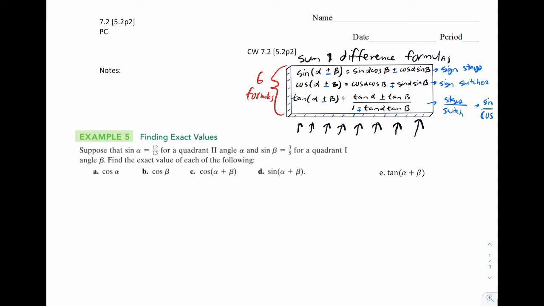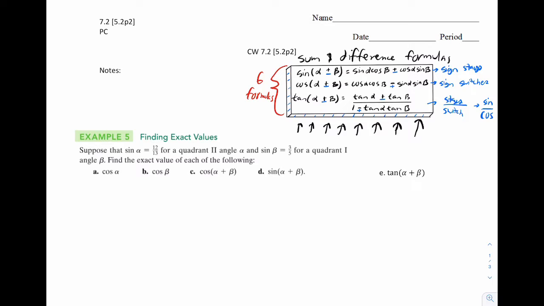We're going to continue our study of the formulas we worked on last class. Notice how over here I just did a quick copy and paste of those formulas. I recommend you do the same, just so we have them for reference. Okay, so let's look at example 5 here.